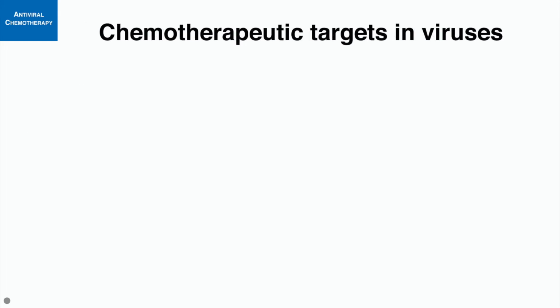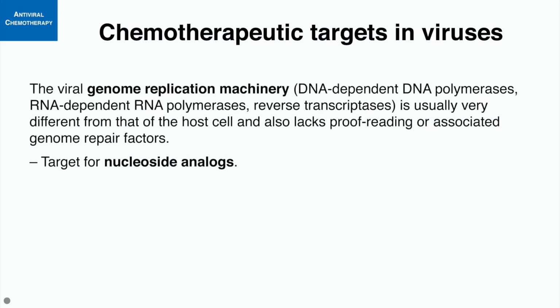Chemotherapeutic targets in viruses include the viral genome replication machinery. The divergent nature of most viral genomes means that the virus requires its own enzymes to replicate the genome. These enzymes are good targets for nucleoside analogues.